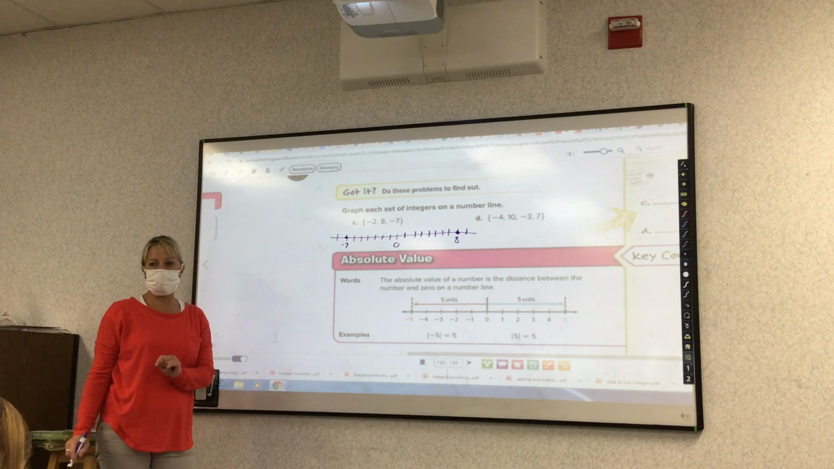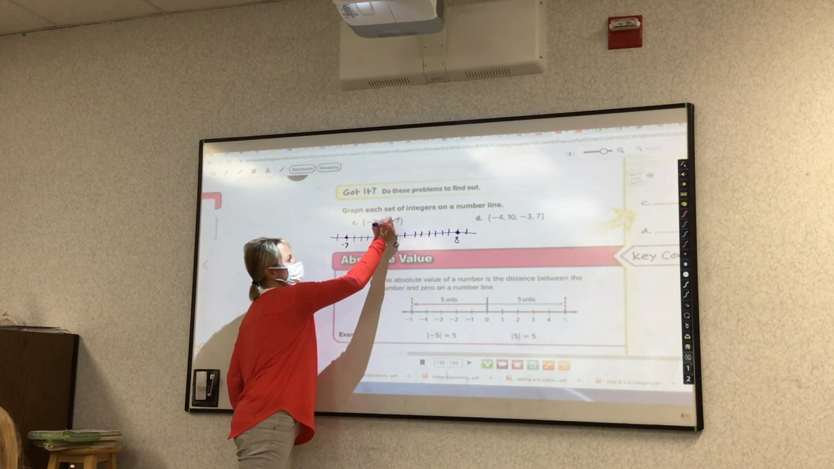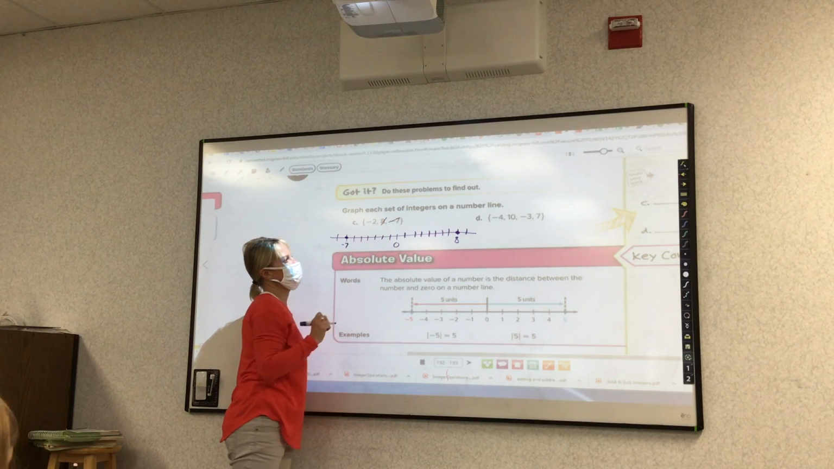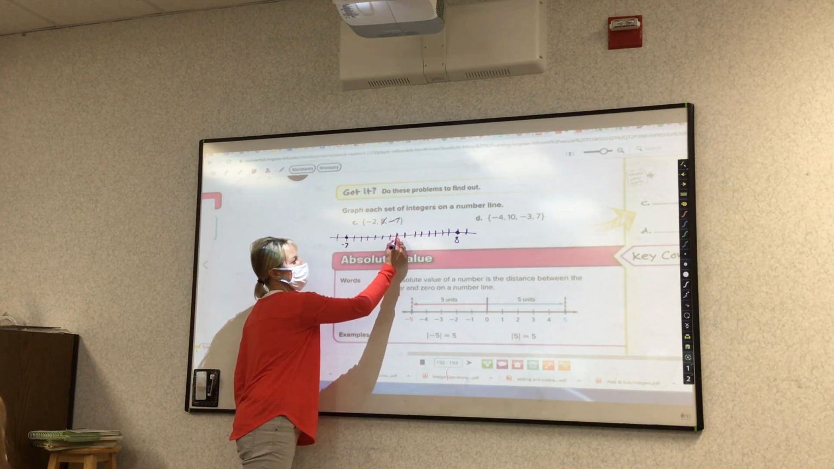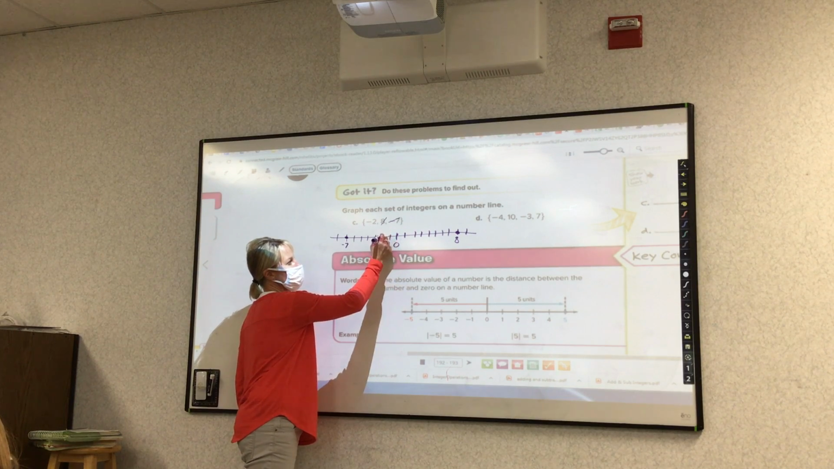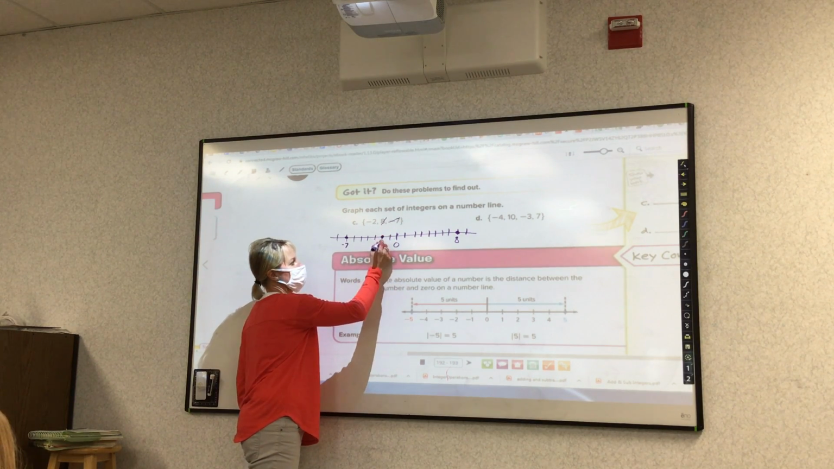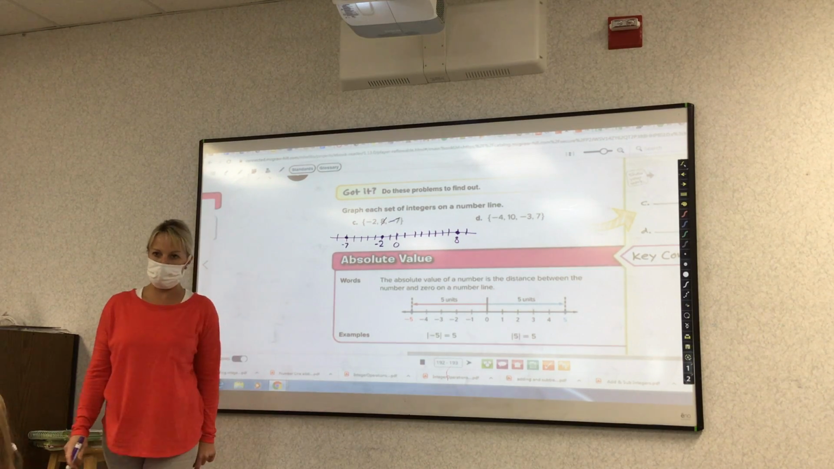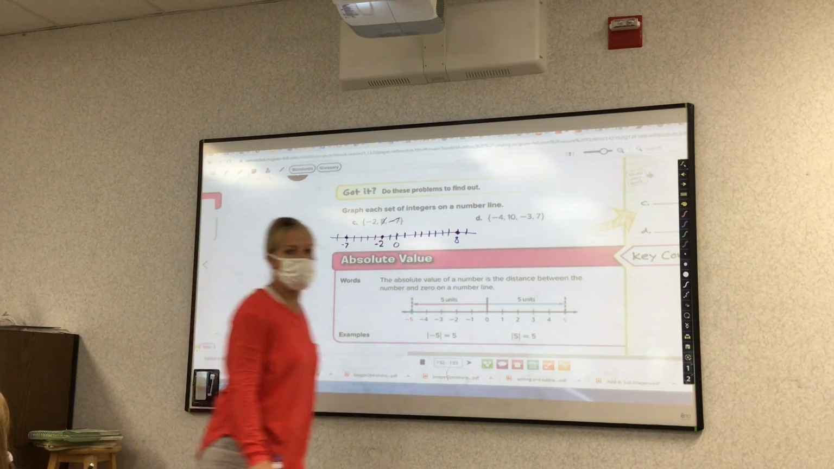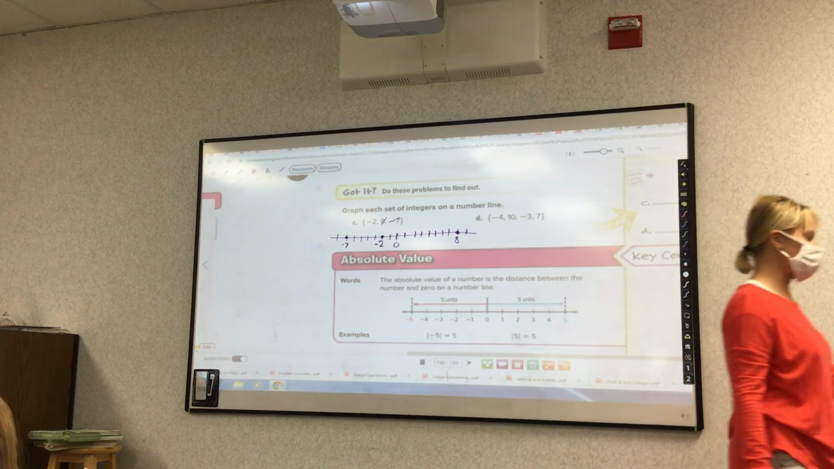What's left that I need? So I've already graphed my -7, I graphed my 8, and now I need to graph my -2. So here's -1, -2. There's something I did not put on my number line that I'm missing. Can somebody tell me what I'm missing on my number line?